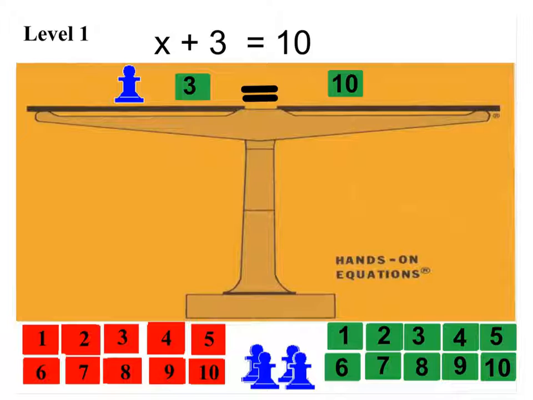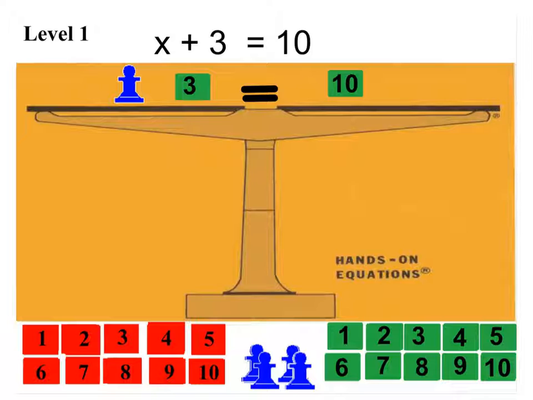So the first thing that I did is I went ahead and I modeled the equation that we see. The blue pawns that you see are going to represent x's, and the blocks are going to represent specific number values. So we have the x and 3 on one side, and we have 10 on the other side.